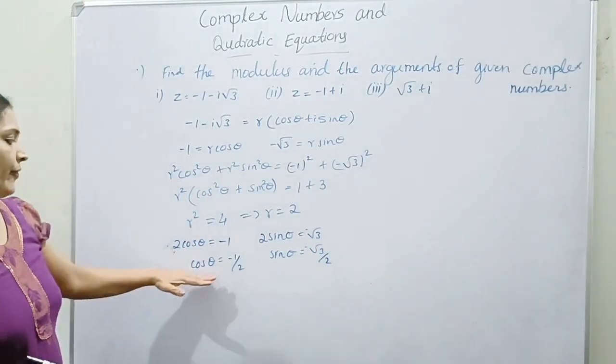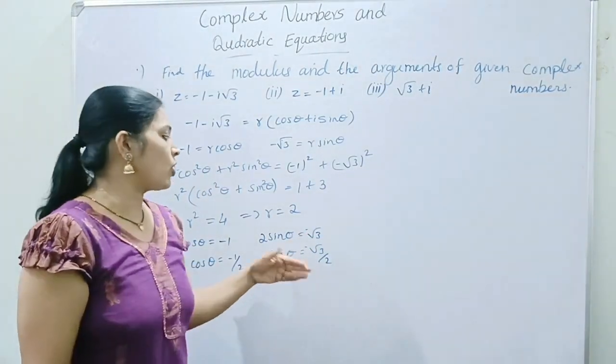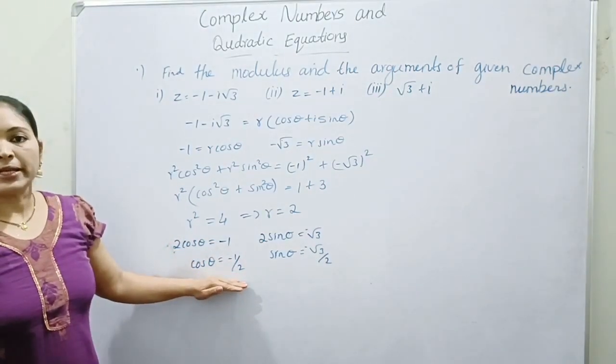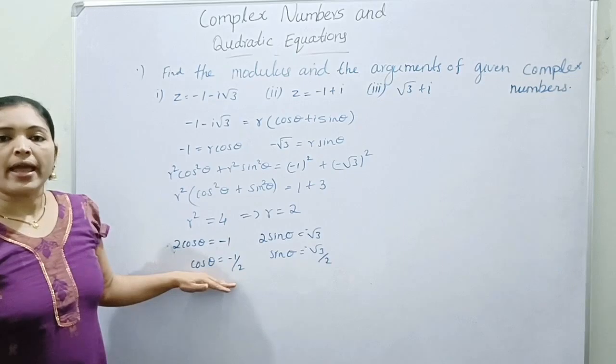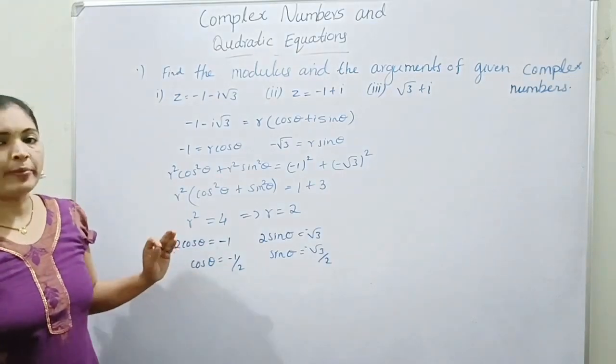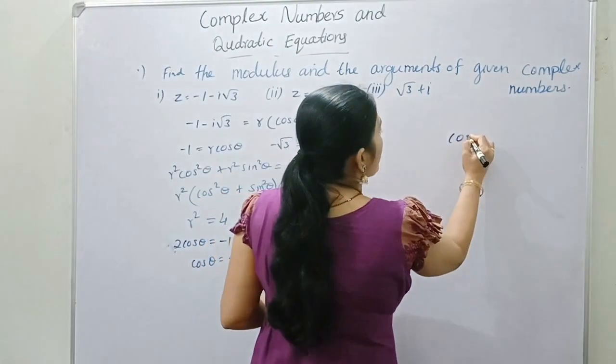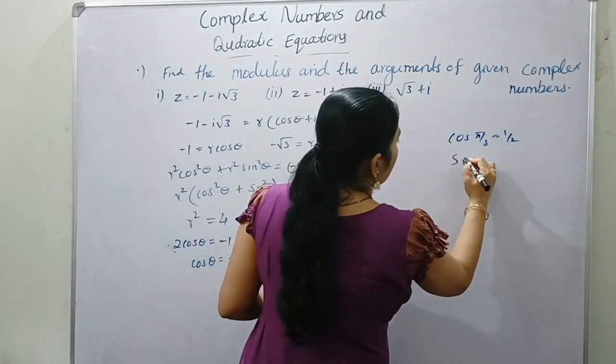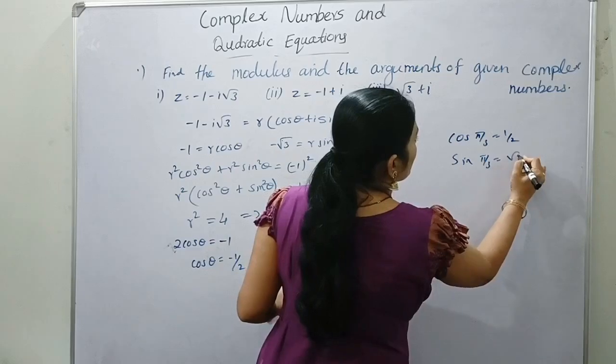See, when cos is 1 by 2 and sine is root 3 by 2, cos pi by 3 is 1 by 2, isn't it? Cos pi by 3 is 1 by 2, and sin pi by 3 is root 3 by 2.